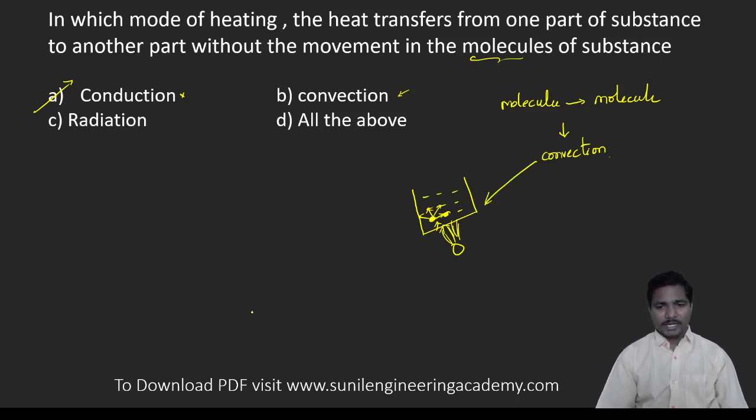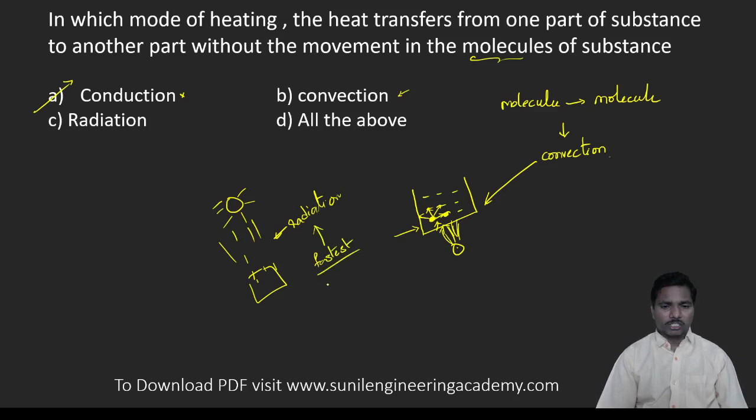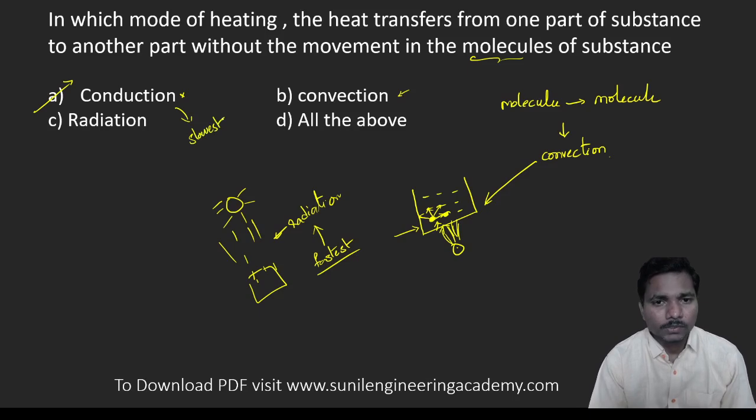Conduction means direct contact. Heat transfer from the fire to the vessel is conduction. Radiation is without any contact. We get heat from the sun by radiation. Through radiation we can heat very fast, so it is the fastest mode. Conduction is the slowest mode. Okay, coming to the next question.